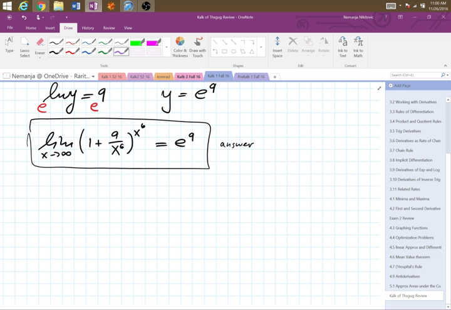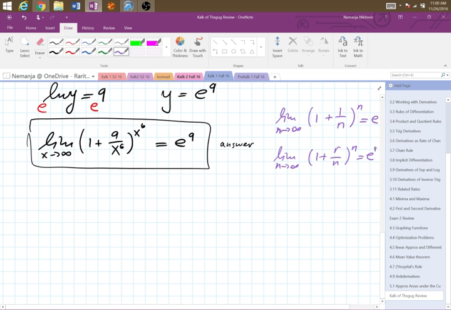What I know is that the limit, as n goes to infinity, of (1 plus 1 over n) to the n is e. And then I also know the expanded version of that, which is the limit as n goes to infinity of (1 plus r over n) to the n is equal to e to the r. So as long as these two are the same, as this goes to infinity, whatever exponent is here, it's going to be the exponent of e.